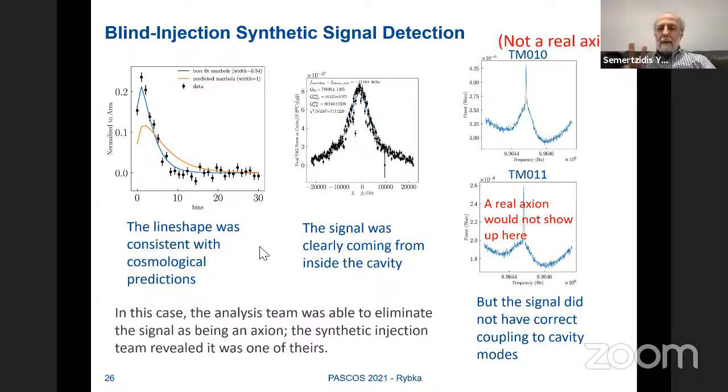I have two quick questions. What is the average magnetic field you have, and what is the JPA noise you have?